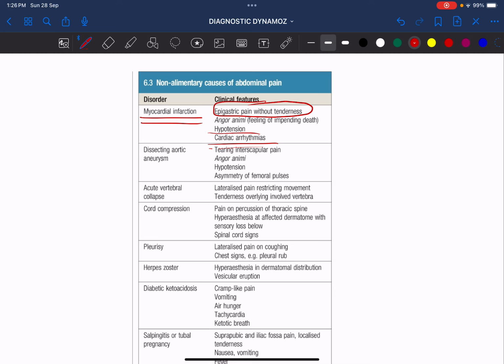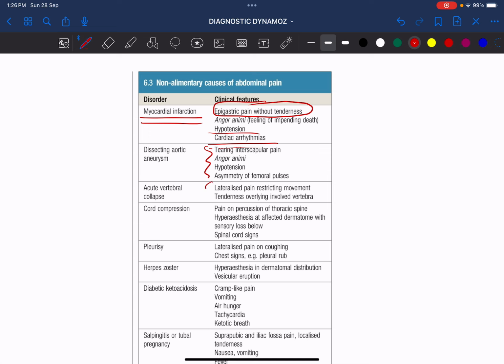So whenever you get an epigastric pain, don't expect that MI pain will always radiate towards the left upper arm or the jaw. No. Immediately you have to go to a nearby hospital and make sure you get an ECG done. Then dissecting aneurysm, which is a very tearing interscapular pain associated with hypotension.